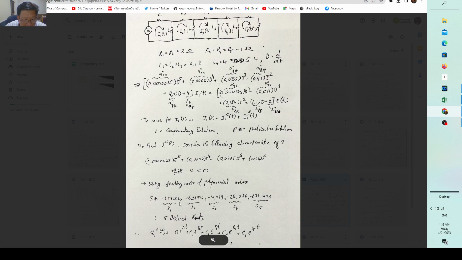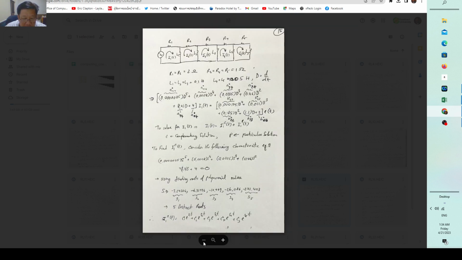Where do I get all possible 5 roots of the polynomial? They become distinct roots, unequal in value, and all are negative. Because if you recall from your basic ordinary differential equation, you end up having a general form of i1c(t) in this form: a constant c sub 1 times e to the s sub 1.